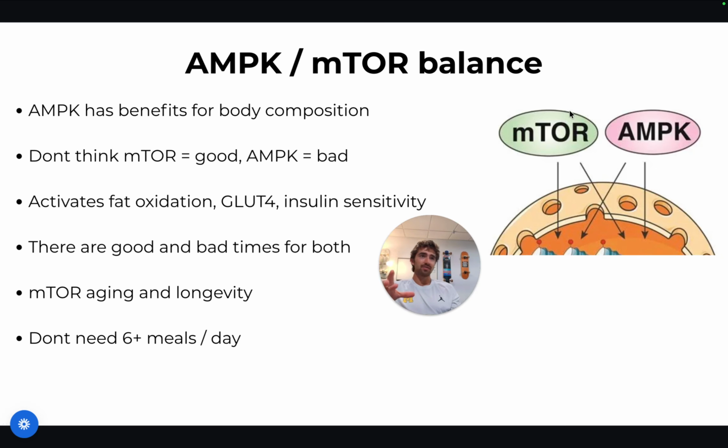But you do want to have times where you take a break from eating. You don't want to be having 6 meals every single day for a really long time, just because this is going to accelerate your aging and longevity. You can still maximize your muscle growth, like have really good signals for mTOR. That's why it's all about the signal quality and the pulses that you have, not just elevating it all day. So you don't need 6+ meals a day.